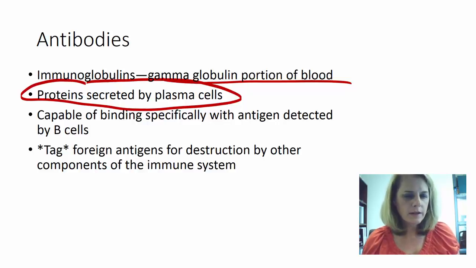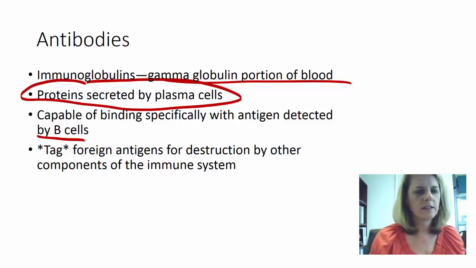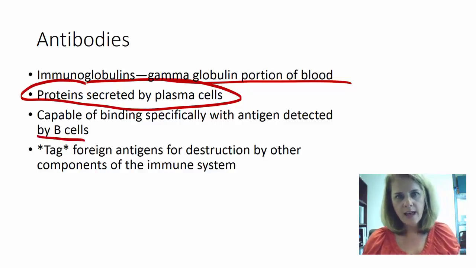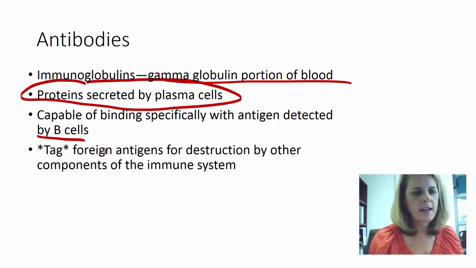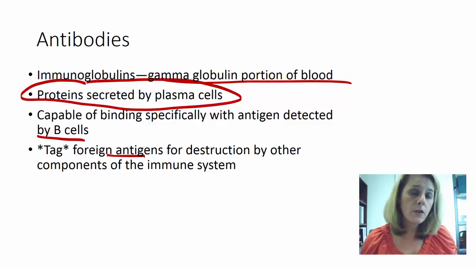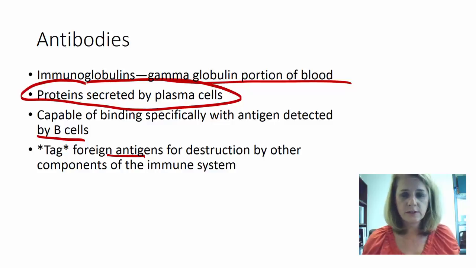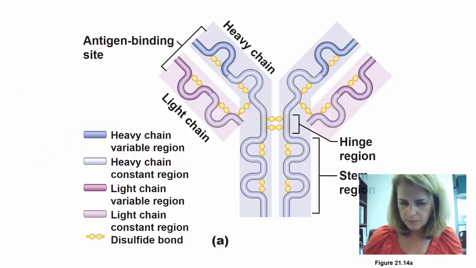And these antibodies can bind with specific antigens that are detected by the B cells. So think of them as tags. You're tagging foreign antigens so that other parts of the immune system can then come in and destroy them. So that's what it is. They're just a way to tag those antigens.